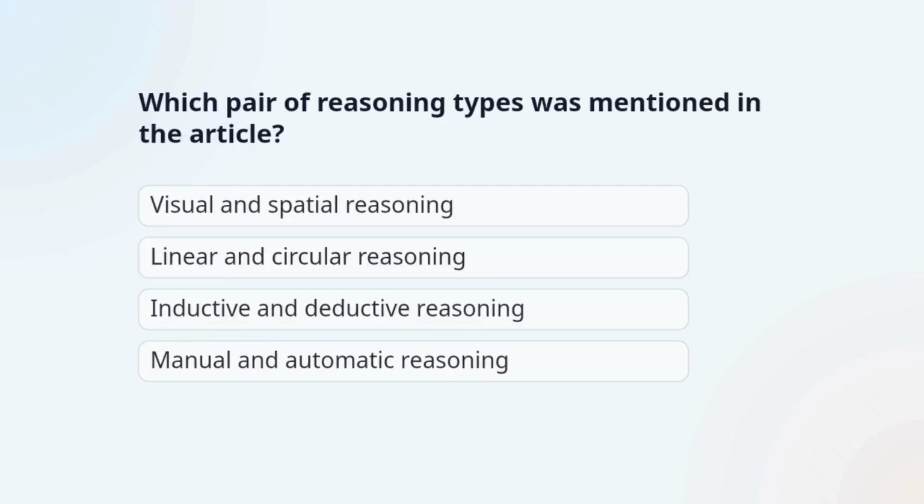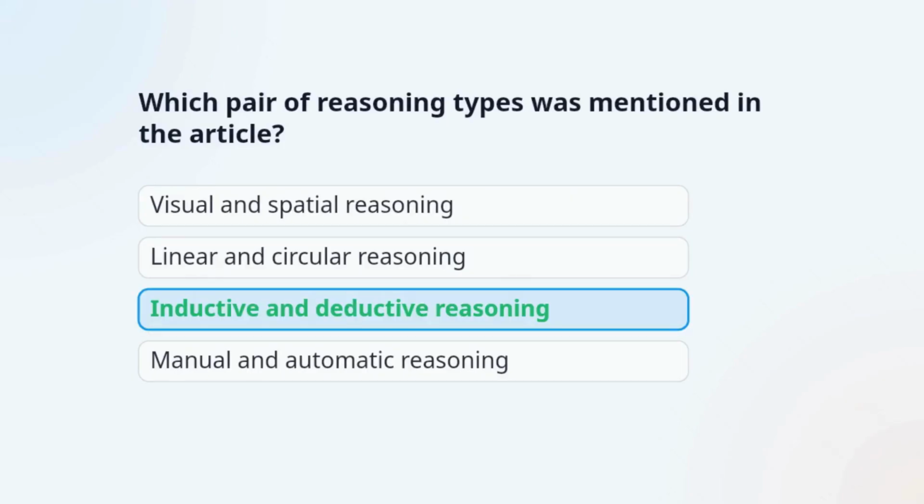Question 2. Which pair of reasoning types was mentioned in the article? The correct answer is inductive and deductive reasoning. The article specifically identifies inductive and deductive reasoning as two categories AI can use to draw conclusions.